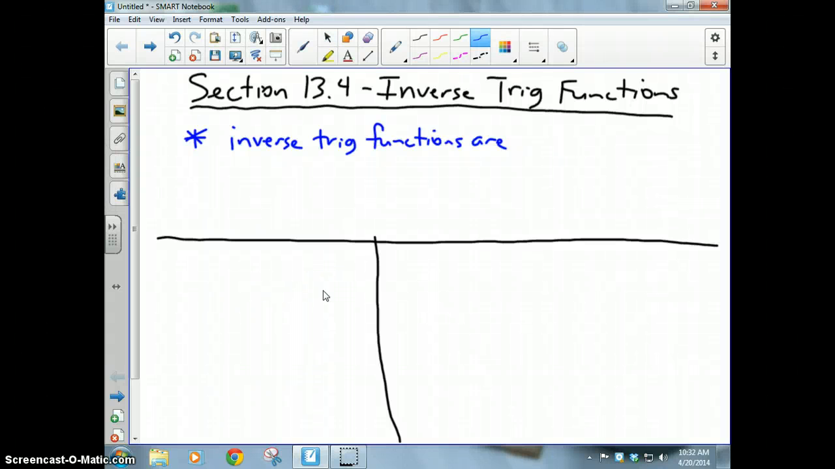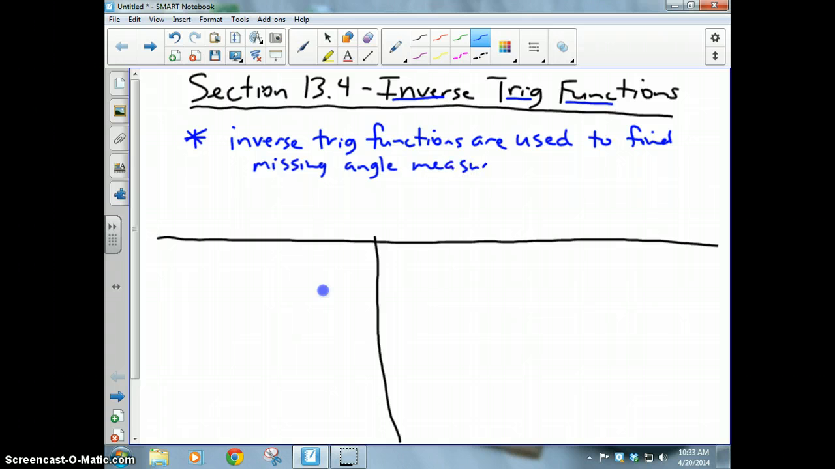Section 13.4 is our next section on trig. And what it deals with is the inverse trig functions. The inverse trig functions are used to find missing angle measures. That's their purpose. So, what are the inverse trig functions?